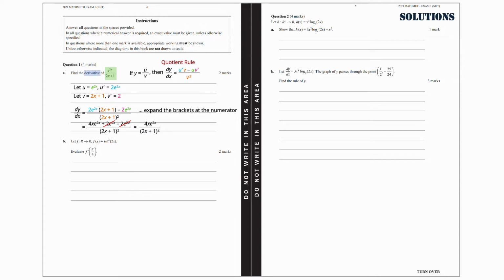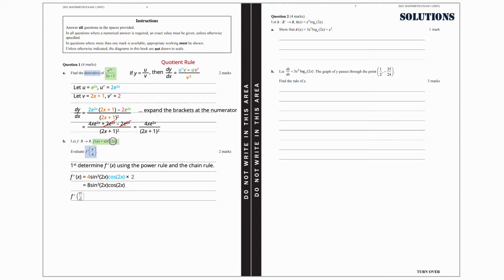Part B. Consider the function f of x equals sine to the power of 4 of 2x. The question is asking to evaluate f dash of pi on 4. First, determine f dash of x using the power rule and the chain rule. F dash of x equals 4 sine to the power of 3 2x times cos 2x times 2 equals 8 sine to the power of 3 of 2x cos 2x.